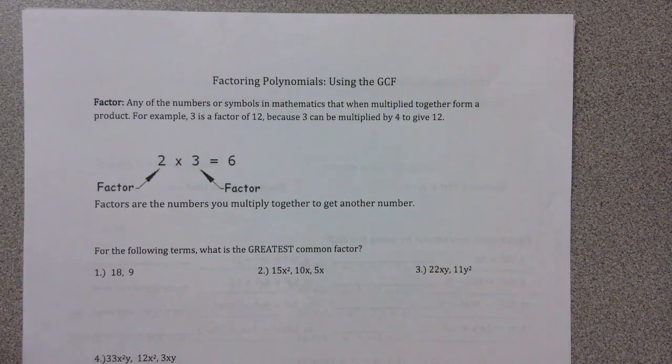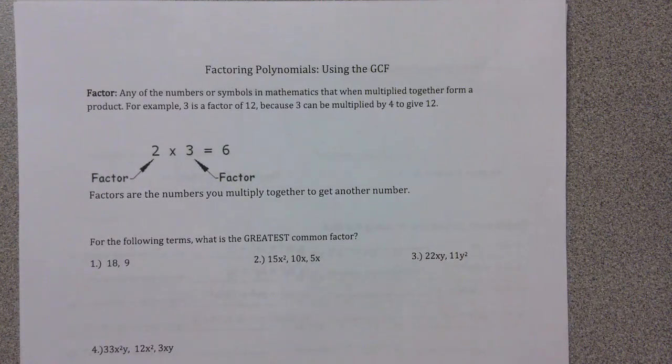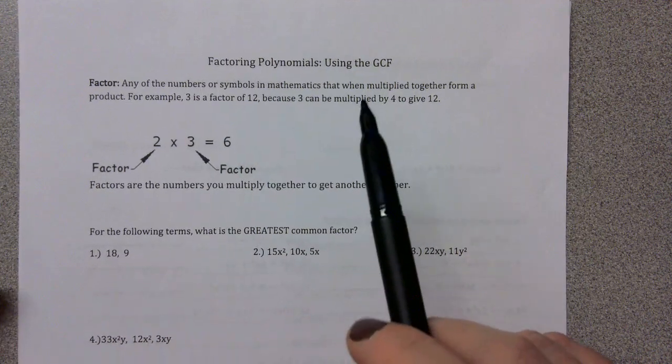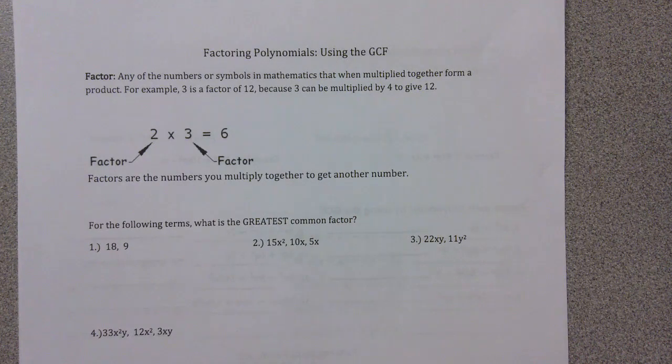This is the second half of chapter 8. Instead of putting polynomials together, we are now breaking them apart, and today is the first lesson of the second half of this chapter. We're going to factor a polynomial using what's called the GCF, or the greatest common factor. I'm sure you've heard it before.